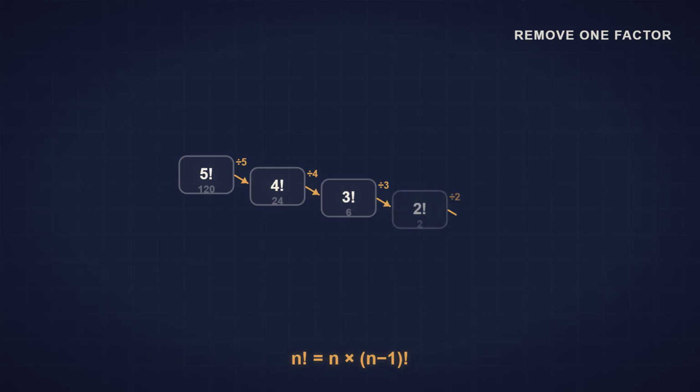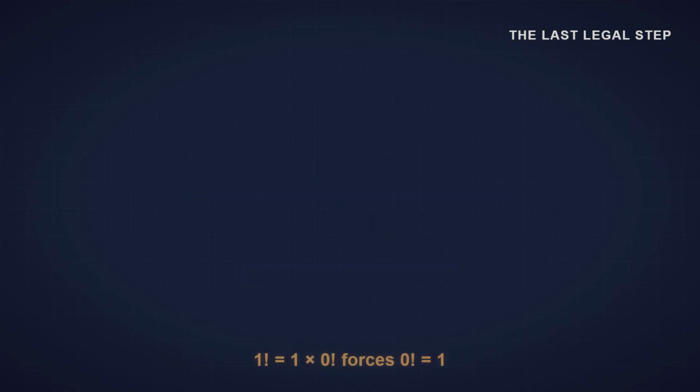Each downward step removes the first factor. This relationship is more fundamental than the written dots in a product. n factorial equals n times (n minus 1) factorial. It lets the sequence grow upward, and when division is legal, lets us walk backward as well. For example, 6 factorial is 6 times 5 factorial, so 6 times 120 gives 720. Now take the final legal step.